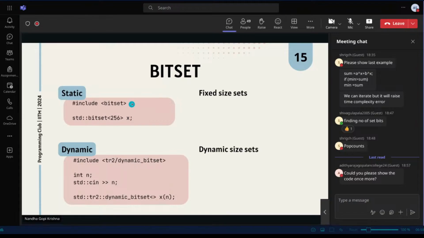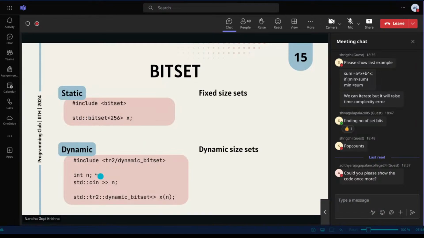You include the bitset header, or if you are including bits/stdc++.h, then it will already be there. You declare it passing in the number of bits you want as a template parameter. And you can use this if you know beforehand the number of elements that your set is going to contain.